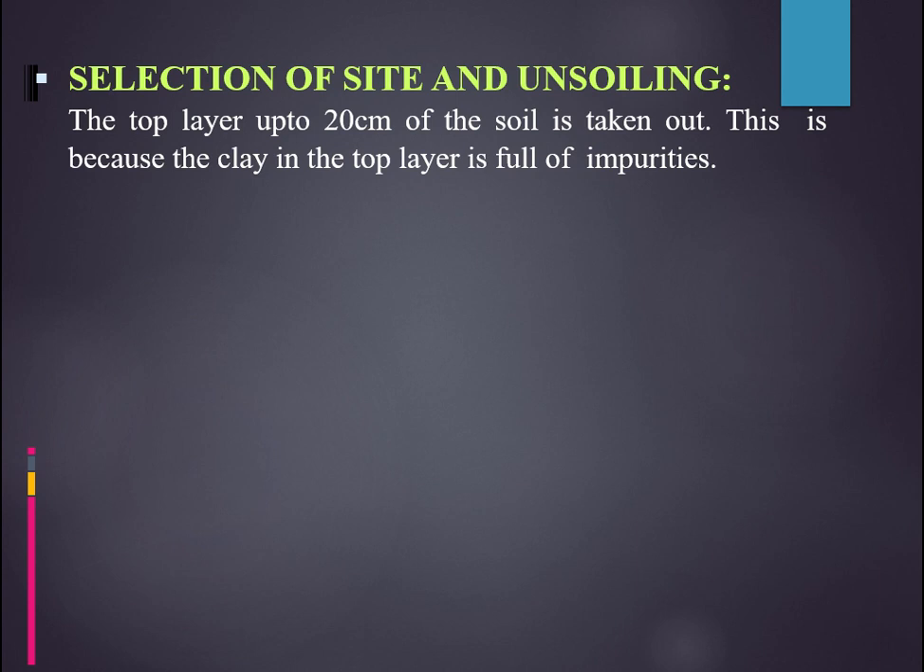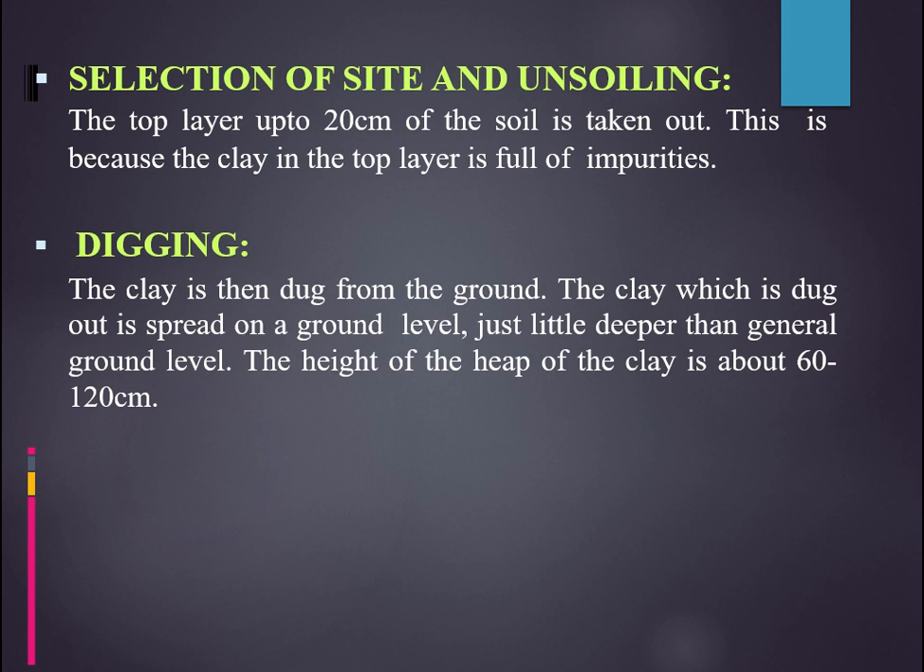Okay, so next coming to the next step, digging. What do you mean by digging? After removing the top layer of the earth, we generally dig out the entire clay from the ground, and then we spread this clay onto the ground level. At this stage you can add any additive, like fly ash or rice husk or sand, whatever you want. You can just add the additive and then spread it on the ground.